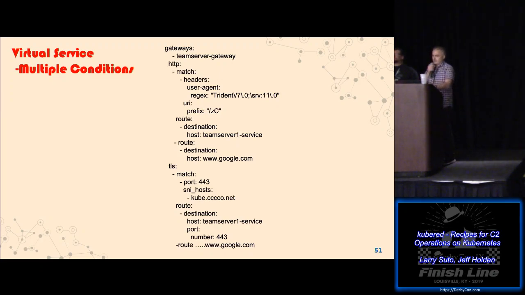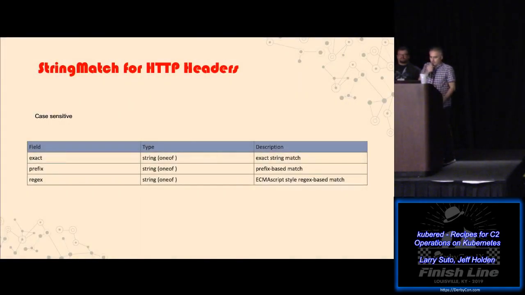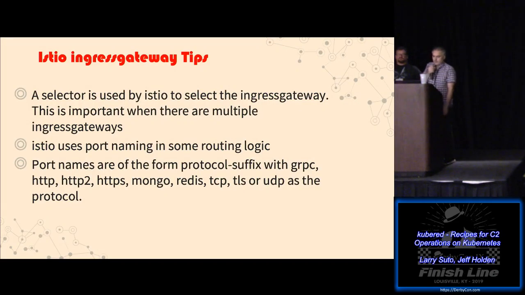And also TLS. If it's a TLS connection coming in, you just check to see if it's TLS, and if it's TLS and it's hitting that host, then send it to the team server service. If not, then send it to google.com. So you can do all that. There's also string matching. For all the matching rules, you can do an exact string match, a prefix-based string match, or you can do ECMAScript-style regexes. So you can do a full regex match on anything in the HTTP request of the beacon.